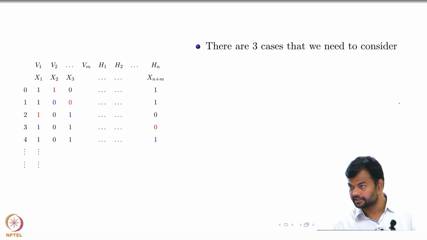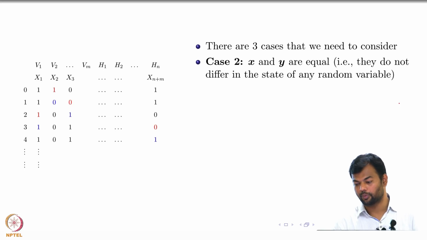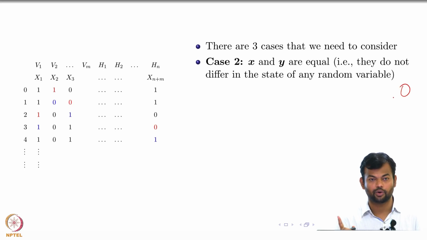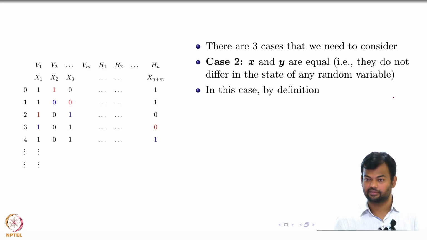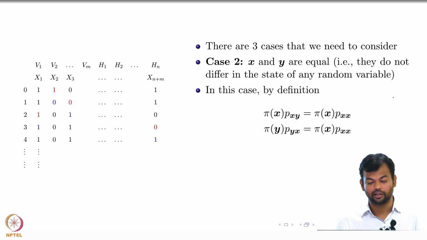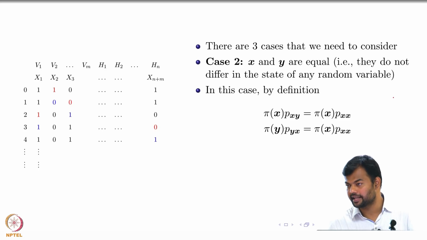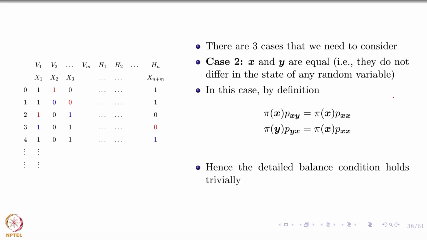Let's look at the other case. When x is equal to y, that means the case when they differ in 0 random variables. In this case, again it holds trivially. Pi x into pxy is the same as pi x into pxx, and pi y into pyx is again the same as pi x into pxx, right? So again, trivially the detailed balance condition holds.